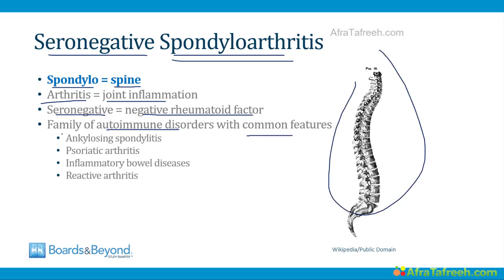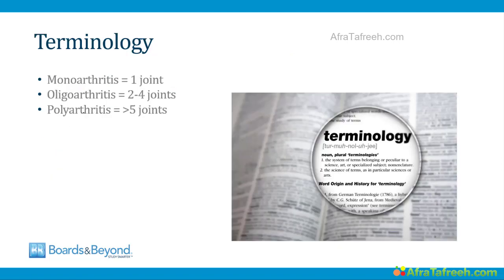In this video we'll go through all four of these conditions I've listed here, which are all examples of seronegative spondyloarthritis. Just a brief word on some terminology. When we say a patient has monoarthritis, that refers to arthritis involving one joint. Oligoarthritis involves 2 to 4 joints, and polyarthritis involves more than 5 joints. We'll come back to these terms as we talk about these conditions in this video.